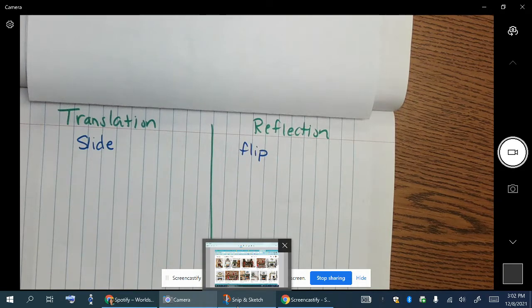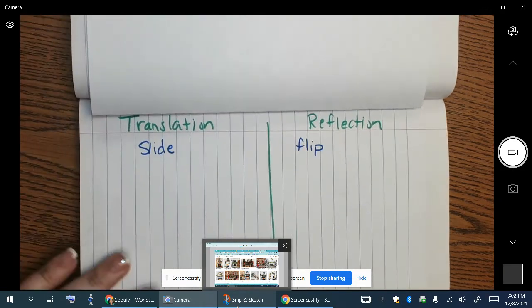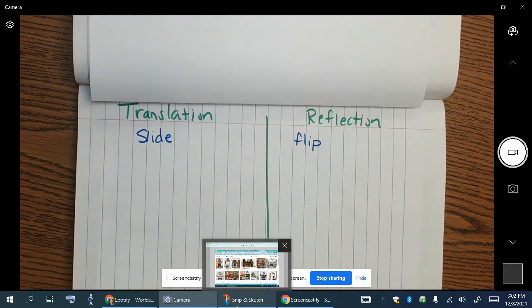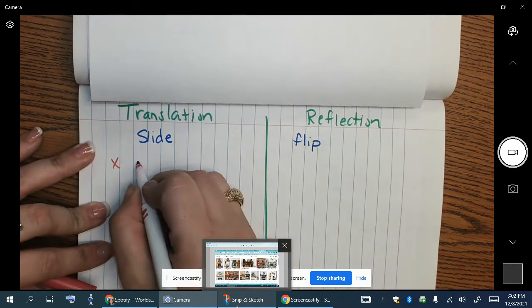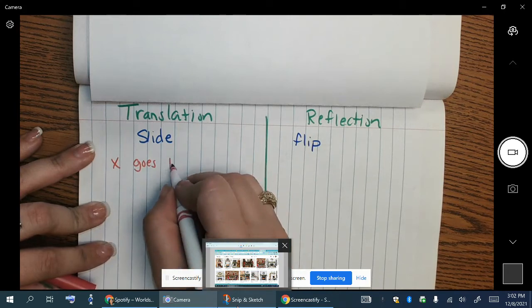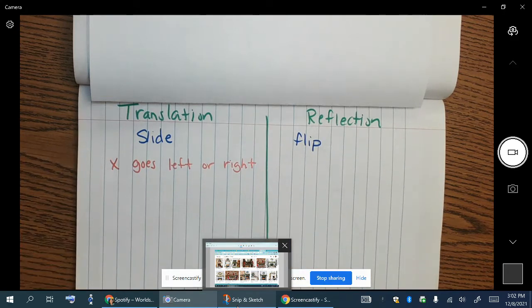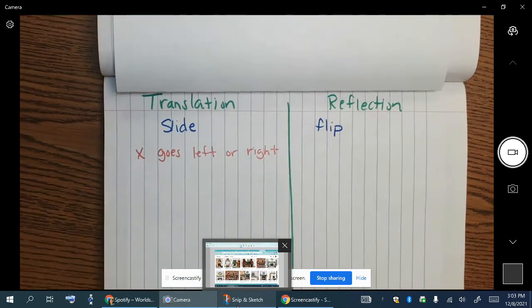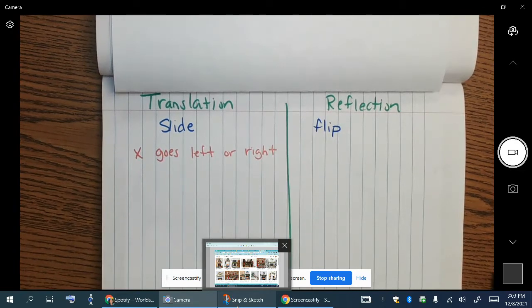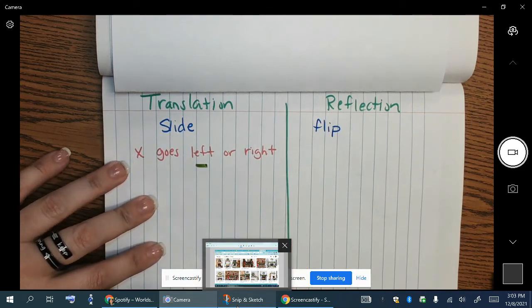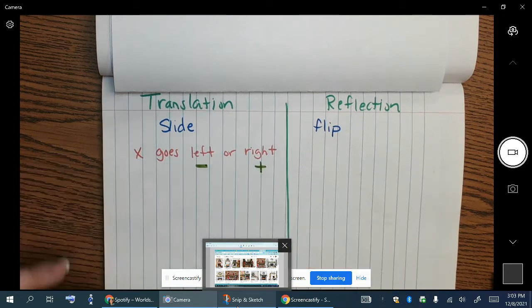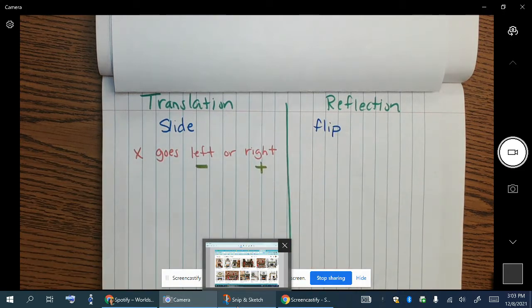Alright, when we do translations, what can happen to my X? It can only go two directions. Good. Left or right. Your X doesn't go up or down, it only goes left or right. The left means you're doing what to your number? Adding or subtracting? Subtracting. Think about your number line, it's subtract. When you go to the right, you are adding. So your X is left and right.